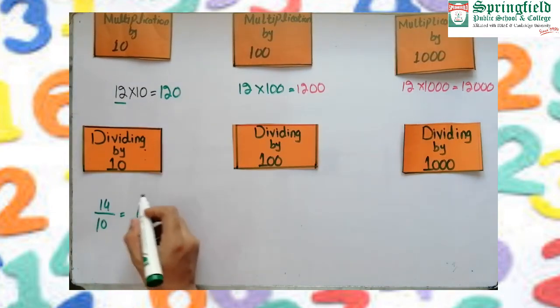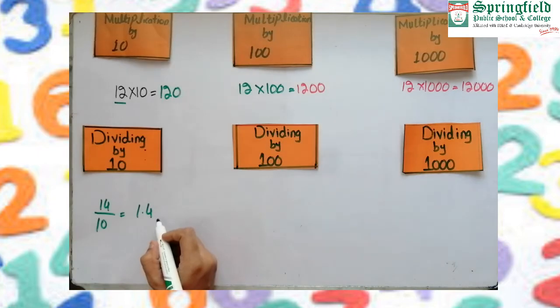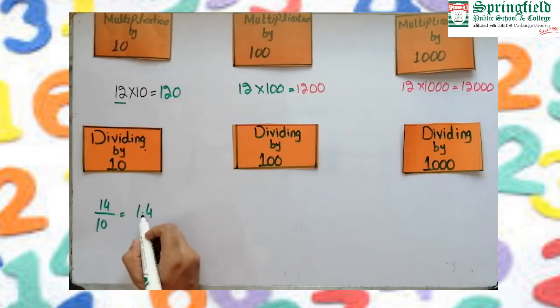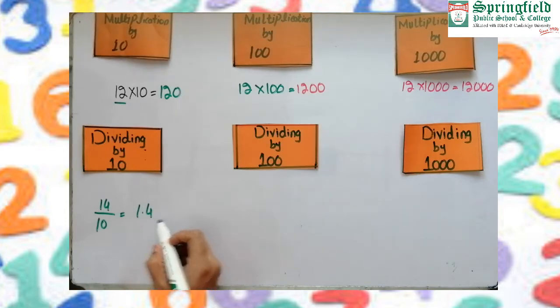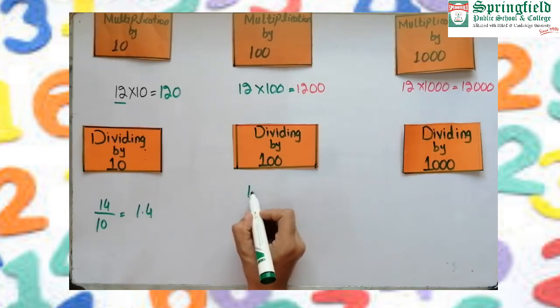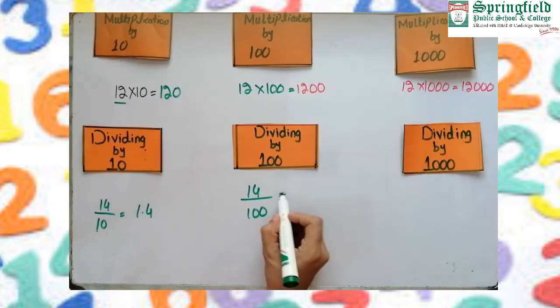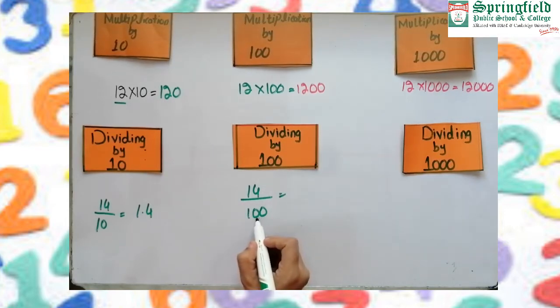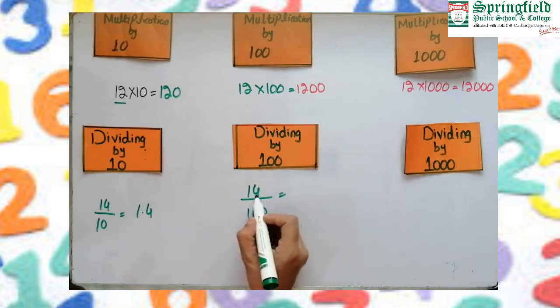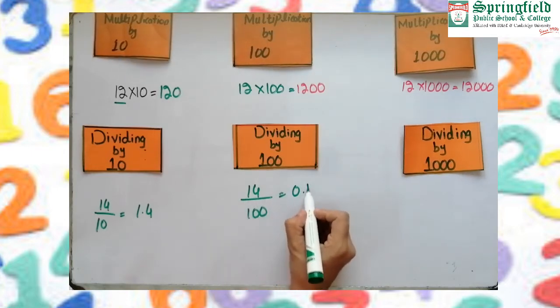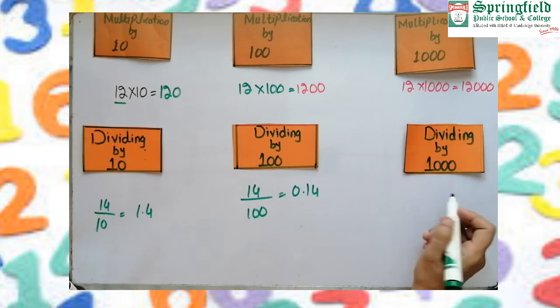1.4 is your answer, and this number is called a decimal number. Why? Because this number has a decimal point. Due to the decimal point, this number is called a decimal number. And now what happens when 14 is divided by 100? We check how many zeros are in the denominator: two zeros. It means the point is written after 2 digits, so it becomes 0.14. This is your final answer.